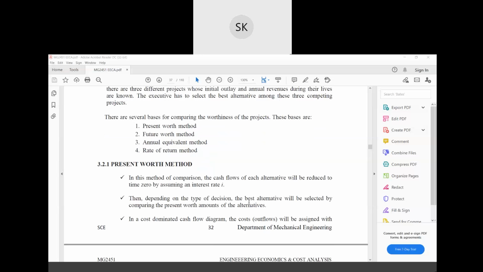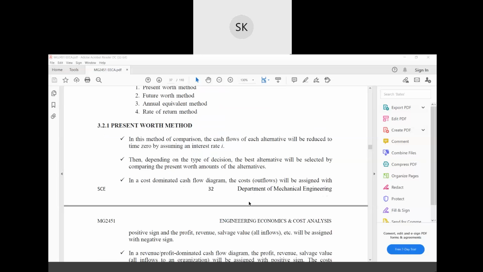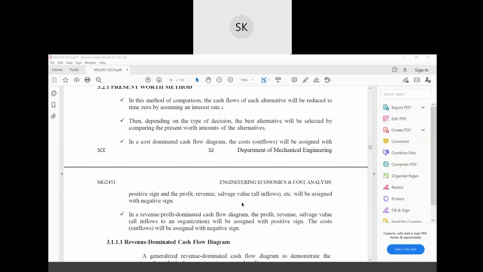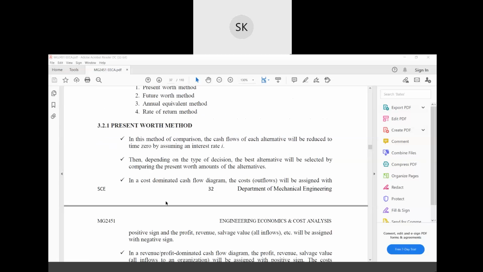In a cost dominated cash flow diagram, the cost flow will be assigned a positive sign, and profit, revenue, and salvage will be assigned a negative sign. Again, these two lines we also got in the earlier method: in a revenue or profit dominated cash flow diagram, these will be assigned a positive sign and the cost will be assigned a negative sign. So this is about the present worth method.